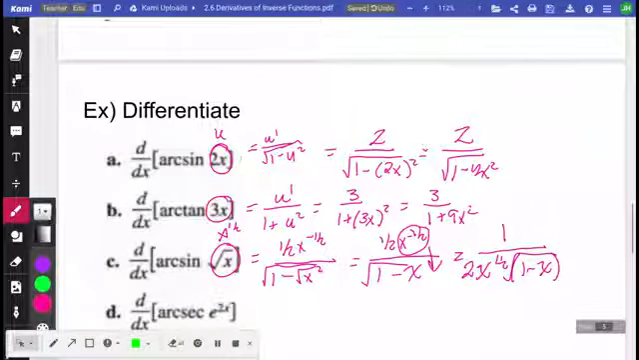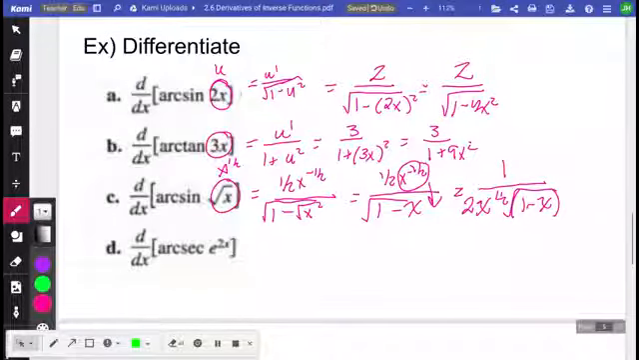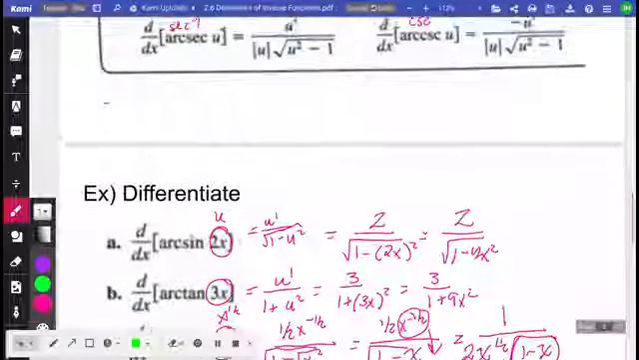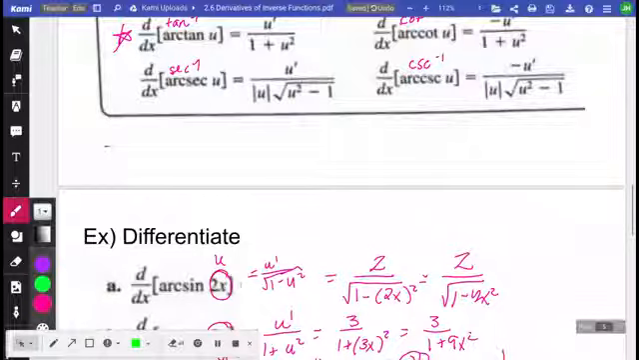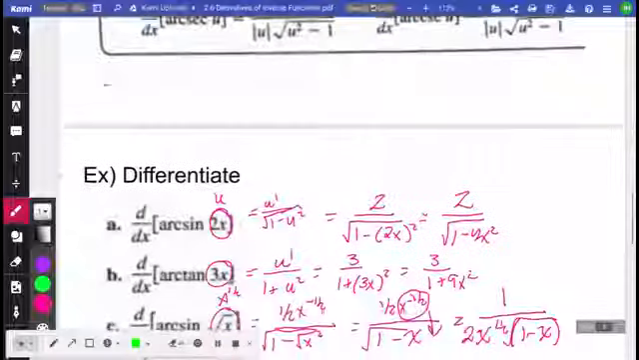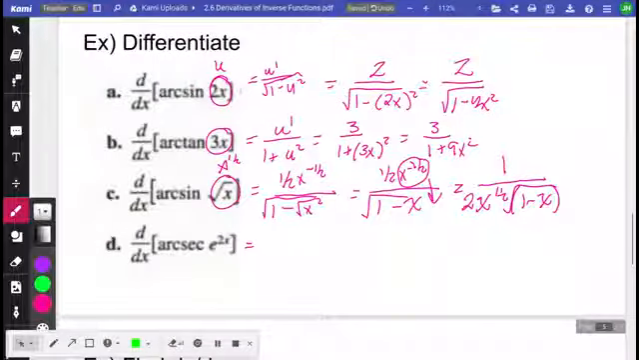Okay. And then last one is secant. It's not that secant will ever show up. It's very unlikely to show up on the AP test. Be a rare day for that. So if you go back up and look at your secant rule, it is u prime, so my derivative, over the absolute value of u, and then the square root of u squared minus 1. So kind of like sine, but it's switched. Instead of 1 first, it's u squared minus 1.